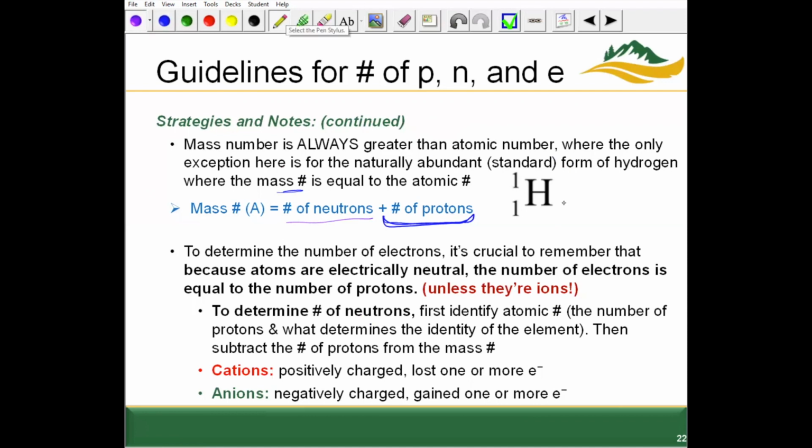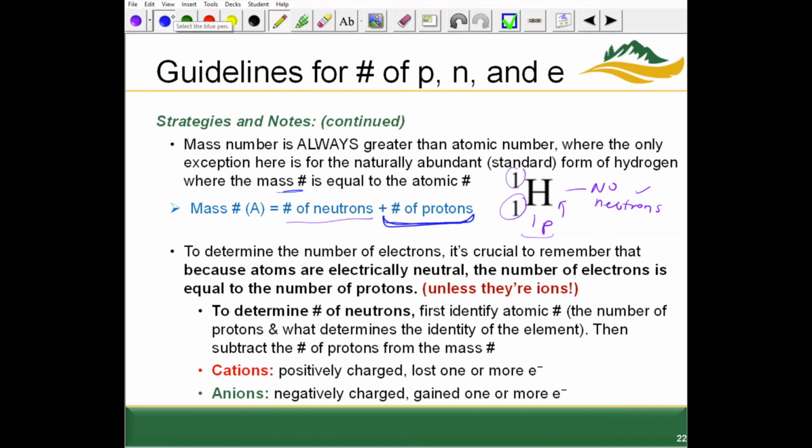The only exception here is our unique element of hydrogen. Hydrogen has an atomic number of 1. That means it has 1 proton. Hydrogen has a mass number also of 1. That means there's no room for any neutrons. So that's correct. Hydrogen has no neutrons. I should say this isotope of hydrogen has no neutrons.